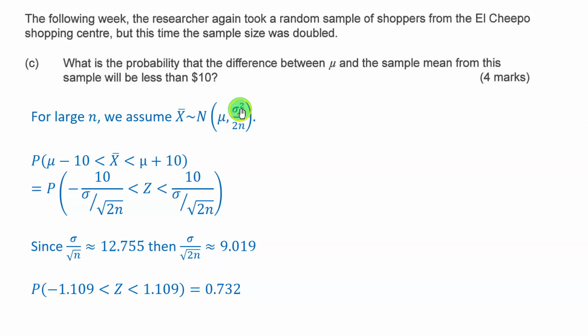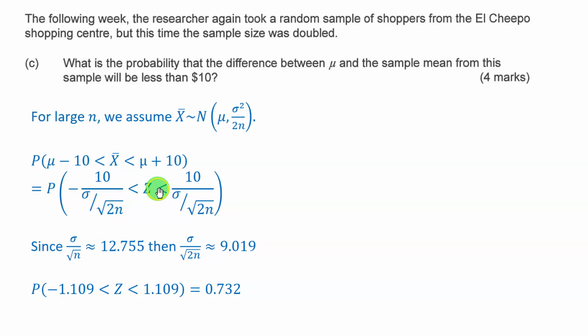and this time the standard error is going to be the population standard deviation divided by root 2n. So we want the probability that the sample mean is within 10 of the actual population mean. And so if we set up our standardized Z-score here, we've got mu minus 10 for the lower band, and then we subtract the mean from it, which will leave us with minus 10, and divide by the standard deviation, sigma over root 2n.